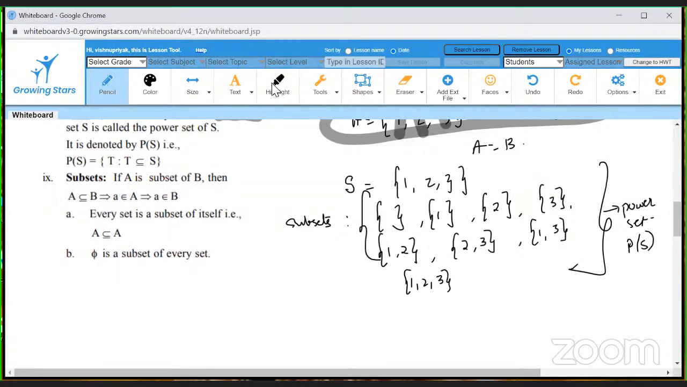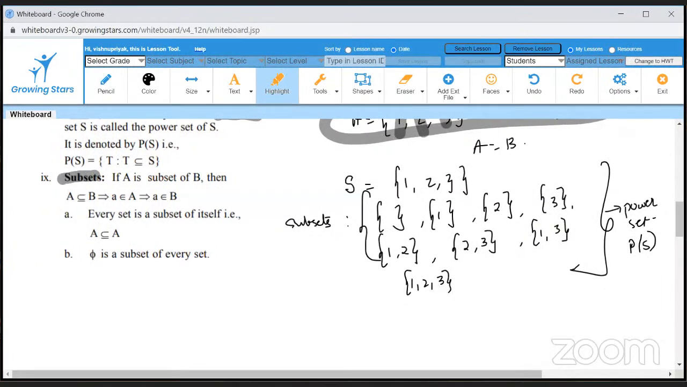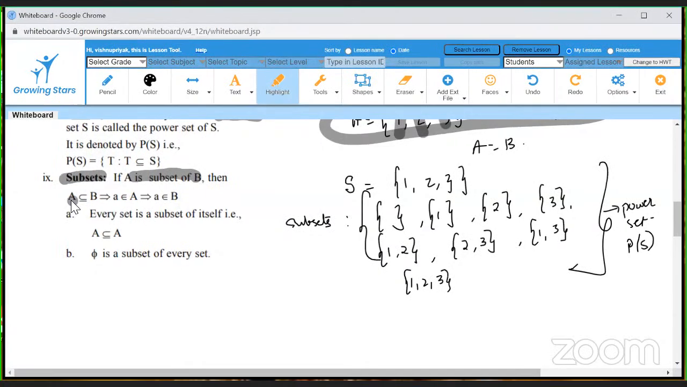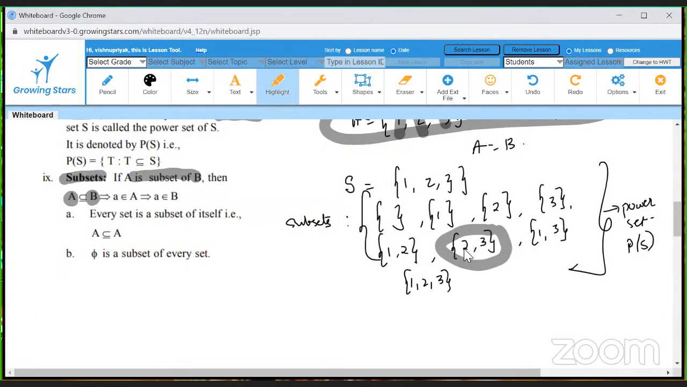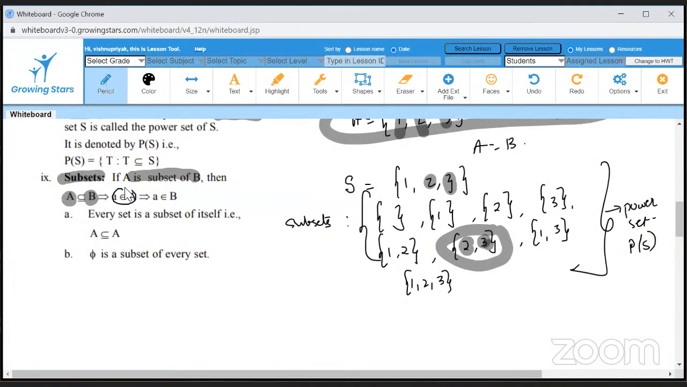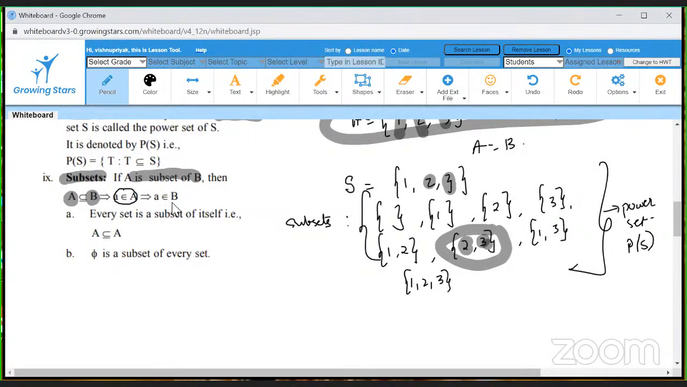Next, what is meant by subset? If A is a subset of B, then all the elements of A are present in B. See, suppose this is the subset. See, 2 is present here. See, 3 is present here. So if you take any element of A, that means it is an element of B also. Then you will say that A is a subset of B.